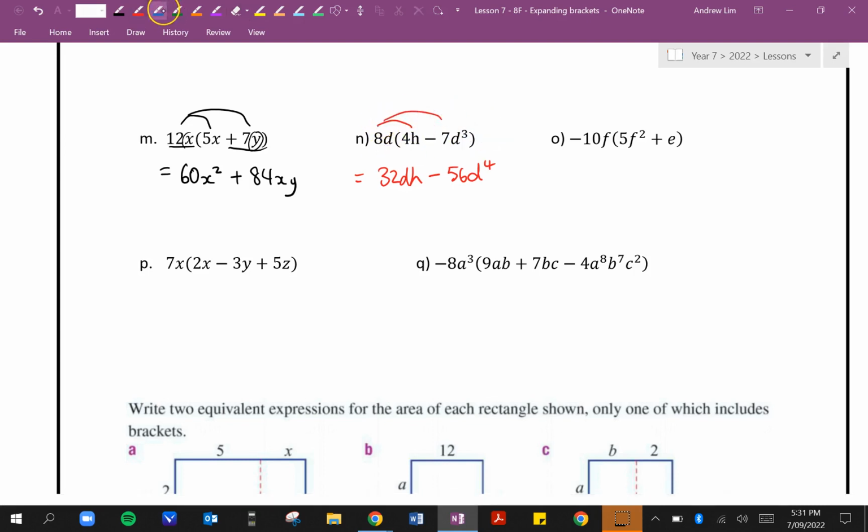Alright, question O. Negative 10 times 5 is negative 50. F times f squared is f cubed. Negative times positive is negative 10EF. Okay, because we've got the E here and we still have that F on the outside, which we need to include.